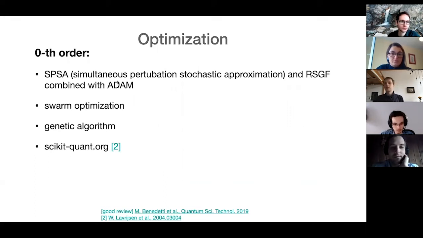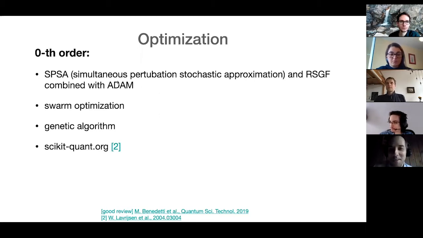But we also know from classical machine learning that once you go to a really large amount of parameters, having some access to the gradient is extremely powerful and will always outperform zeroth order optimization. No one would start and try to optimize deep classical neural networks with zeroth order optimizers.